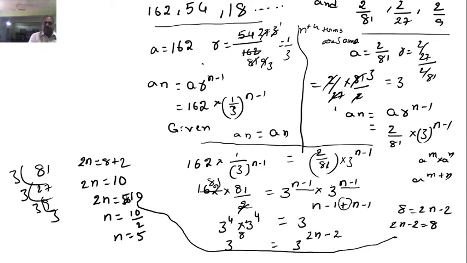(162, 54, 18). Nth term is 162 into 1 by 3 whole to the power of n minus 1. R means 1 by 3. In the other series also, A is equal to 2 by 81, R is equal to 2 by 27 into 81 by 2. 2 to cancel, 27 divides 81, 3 times. R is equal to 3. So nth term is A into R power n minus 1.